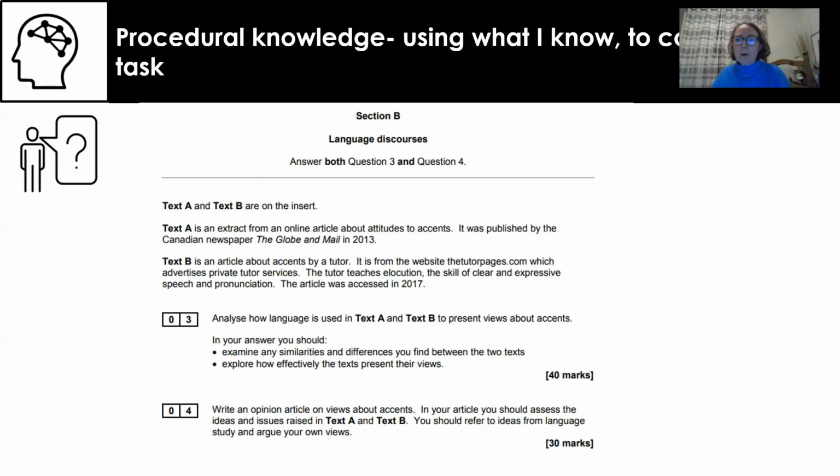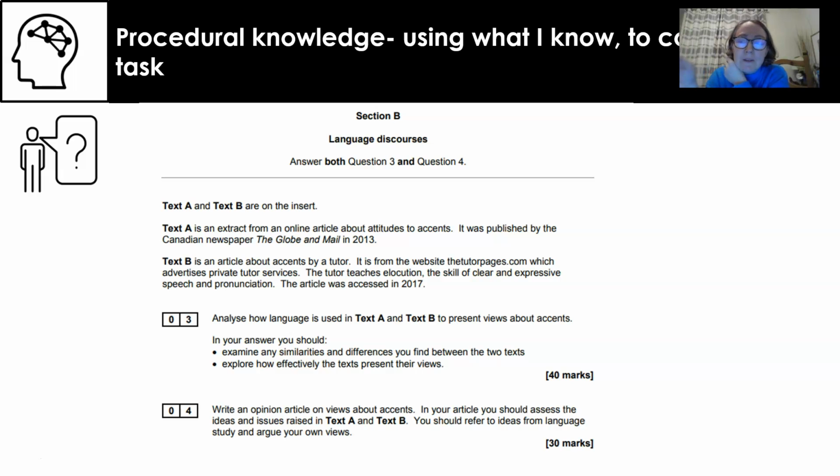Okay, so we know we're writing a response to a question 3. So here it is: analyze how language is used in text A and B to present views about accents. Now, really, the planning table so far has organized our ideas. It's kind of like thinking out loud on paper. So we've looked at text A and B. We've been tracking ideas about accents through the texts.